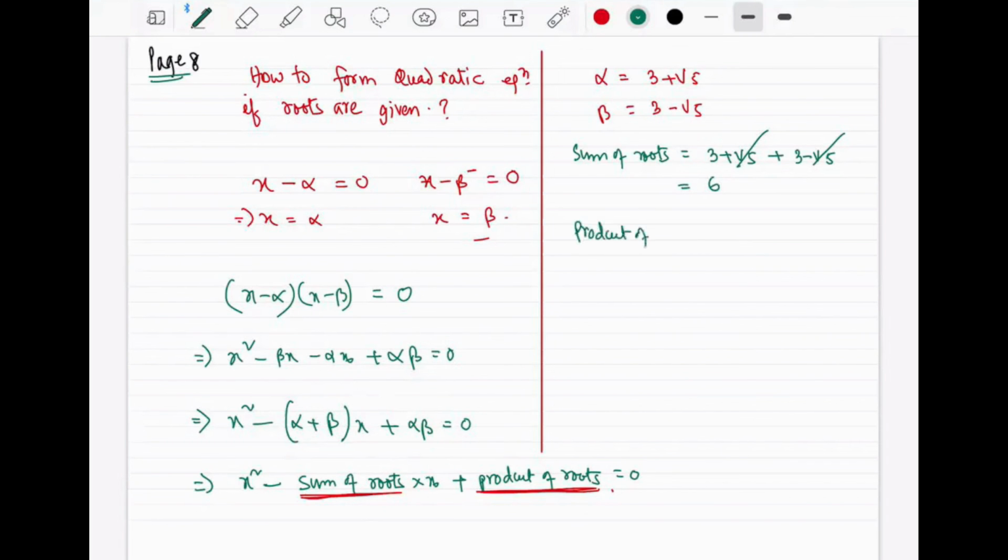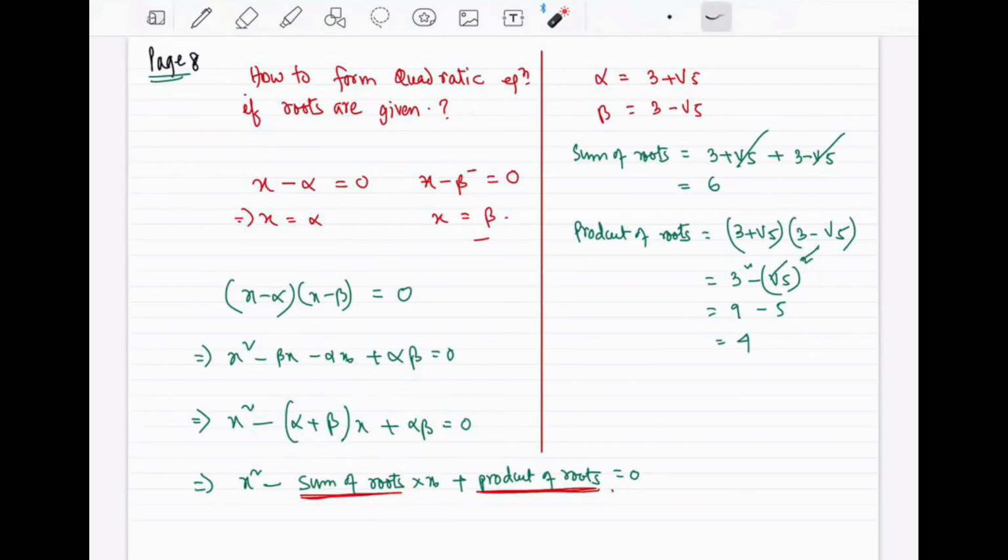Product of roots, multiply them. 3 plus root 5, 3 minus root 5. Obviously, this is a plus b, a minus b. So we will get a square minus b square. a is 3, so 3 square minus b square will be root 5 square. Cancel the square and root. 3 square is 9, minus 5 is remaining, so we have got 4.